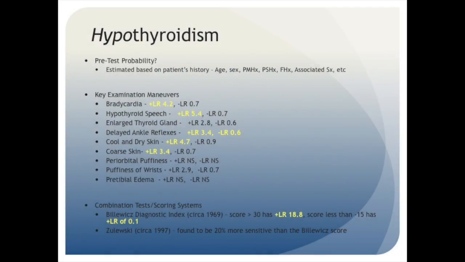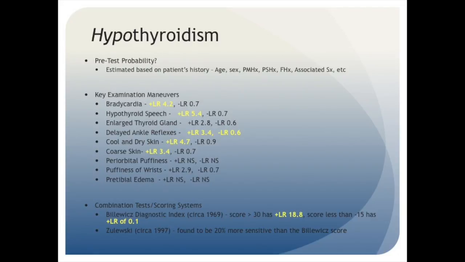So let's begin by discussing hypothyroidism. So we start with our pretest probability, which is our best guess as to whether or not this patient has a hypothyroid disorder, estimated based on aspects of their history, their age, their sex, their past medical history, any history of autoimmune diseases in themselves or their family members, and then we choose an examination maneuver to change that pretest probability, move it one way or the other.